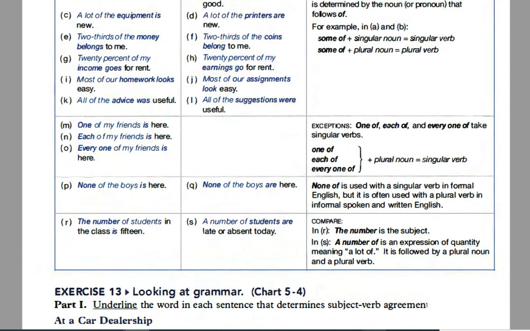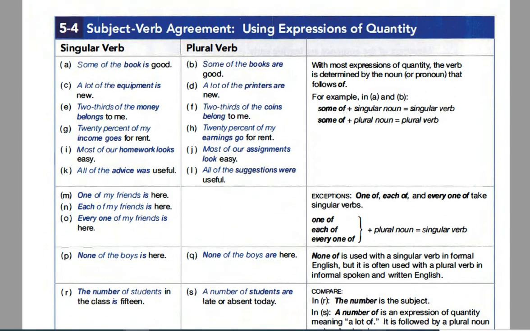Number 4, we have what? We have subject verb agreement using expressions of quantity. And when we say expressions of quantity, we have to understand what we need to look at. So we have here singular verb and plural verb. Some, a lot of, 2/3, 20%, most of, all of, one, each, every, none, the number of. So here we have the point, and when we say we have the point, we could understand why the expression of quantity should be memorized.